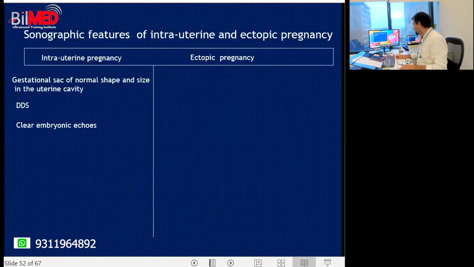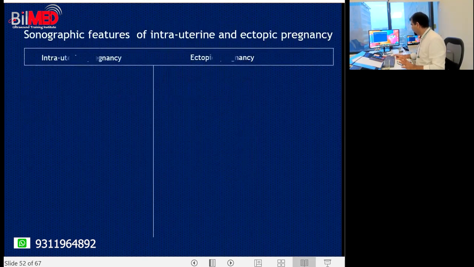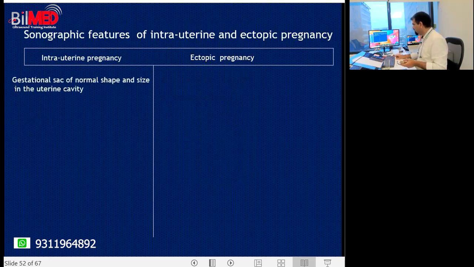Now let's conclude. Sonographic features of intrauterine and ectopic pregnancy. In intrauterine pregnancy, we will have a gestational sac with normal shape, size, and echotexture. Double decidual sign will be there. DDS has to be there. Clear embryonic echoes, positive heart rate.